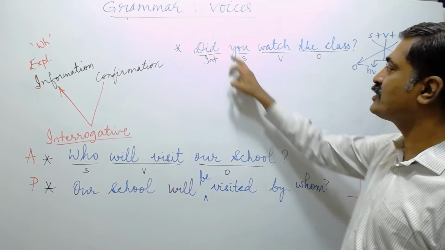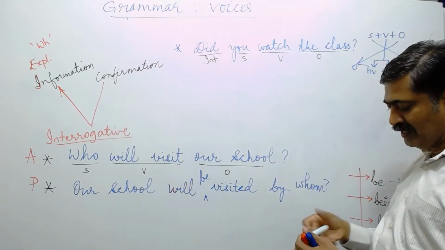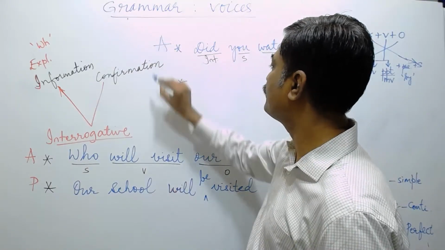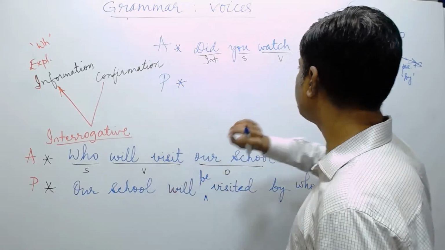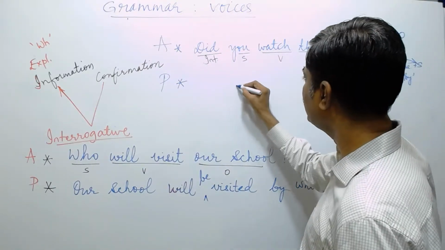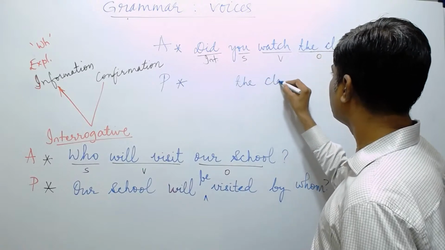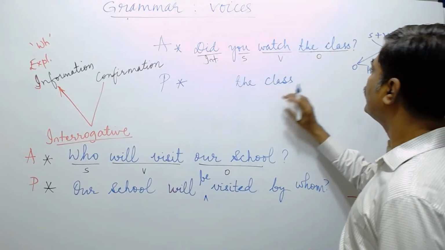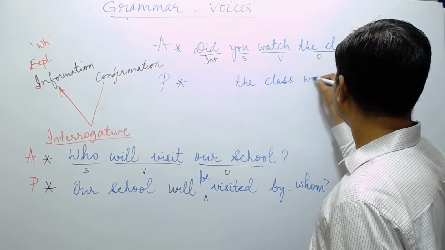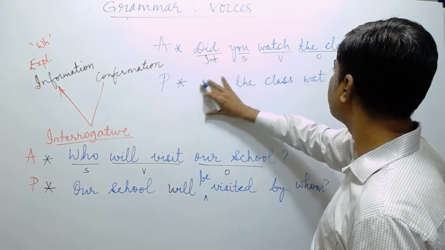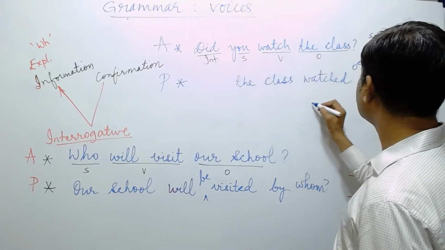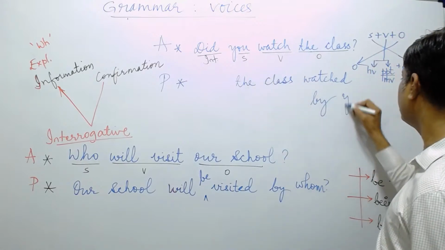So what is the tense of the sentence now? Did. Okay. So now look at that. How do we get it into the passive form? This is the active form and this is the passive form for confirmation question. So let's leave this part here and get it here. What is the object here? The class. Did is what? The participle. Did is in past tense, that will be coming here, and we take the participle here. The class watched. Then the preposition by, and then the subject you.